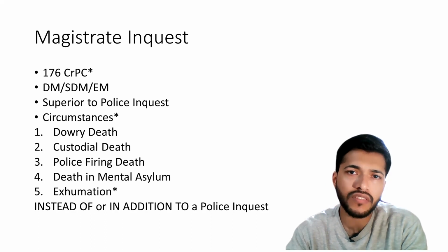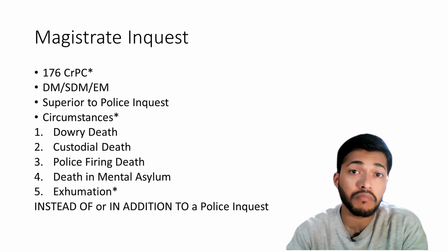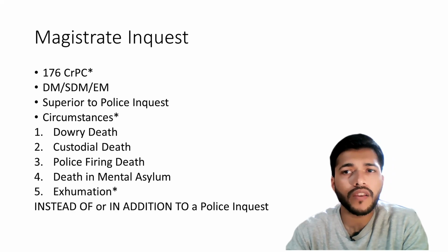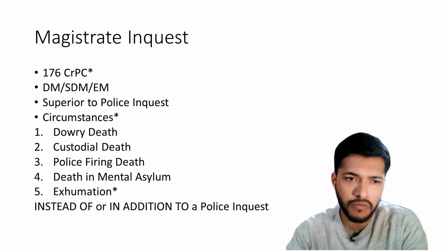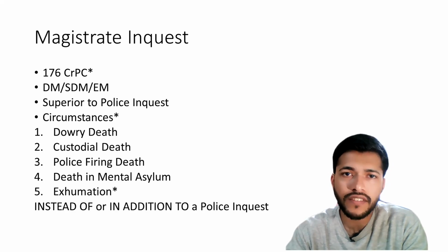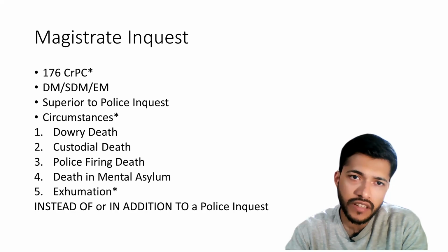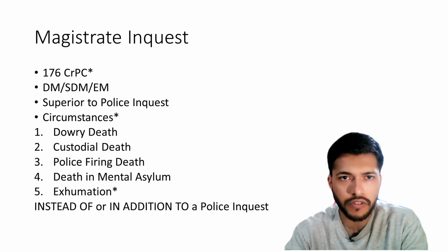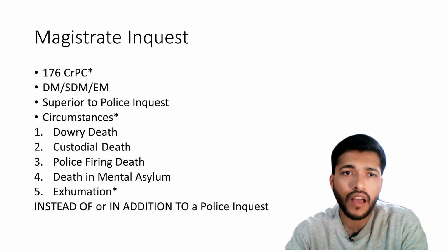Basically, all those cases in which the police may be a suspect, or where there is a sense of urgency in the society. Dowry death is one of those. A magistrate can conduct an inquest in all cases instead of a police inquest or in addition to a police inquest. So you need to remember that: 174 is police, 176 is magistrate, and the magistrate is superior.